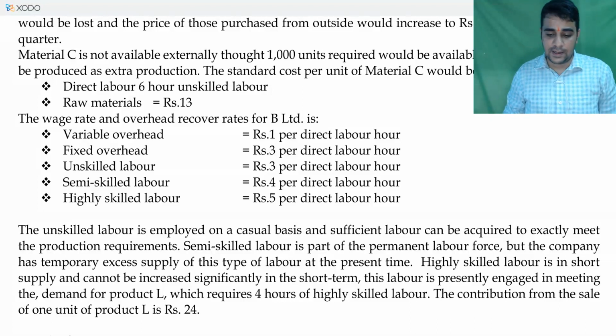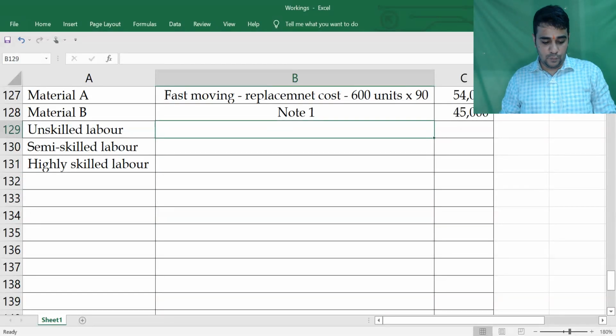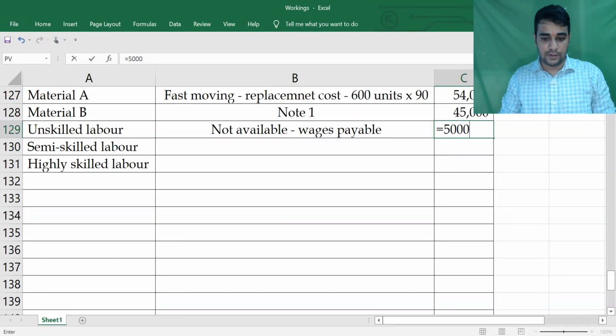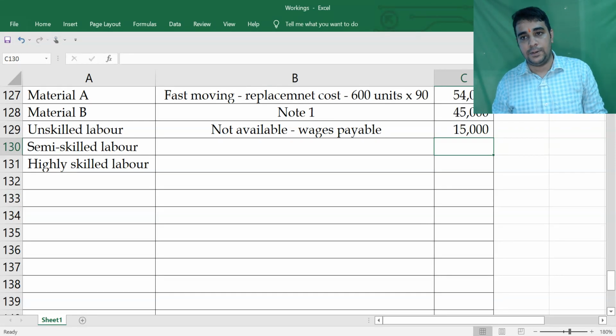Unskilled labor, how much is the relevant cost? 5,000 into 3. Wages payable, I can say not available. Wages payable, you can recruit as per your requirement. Not available, wages payable.